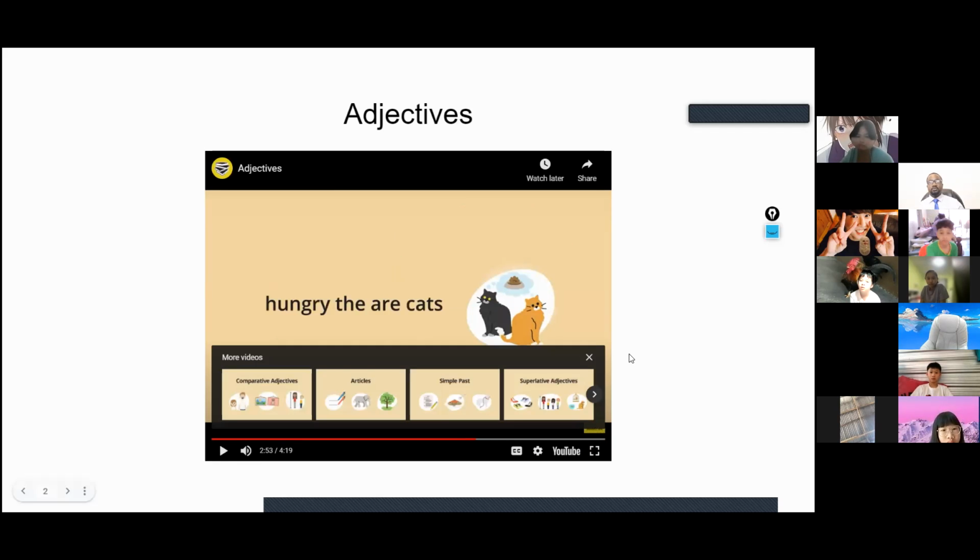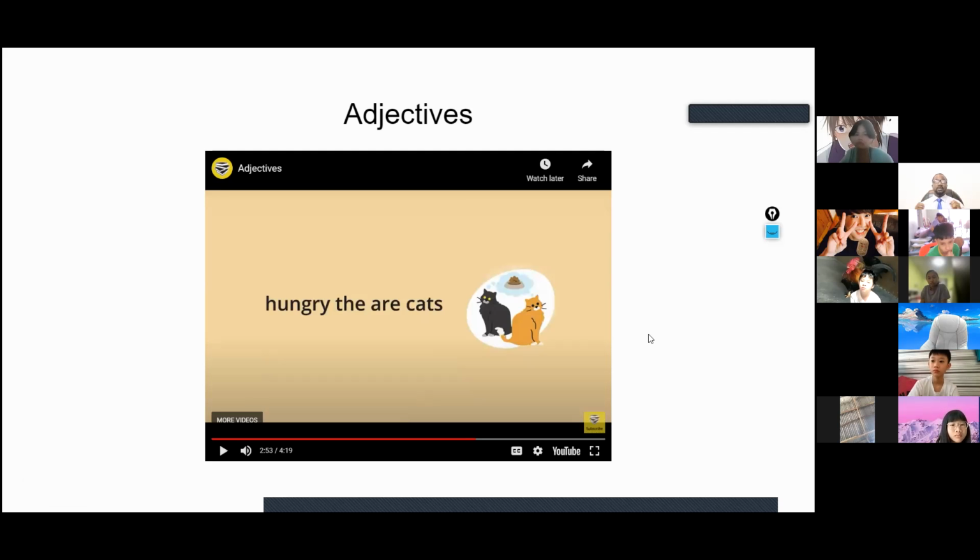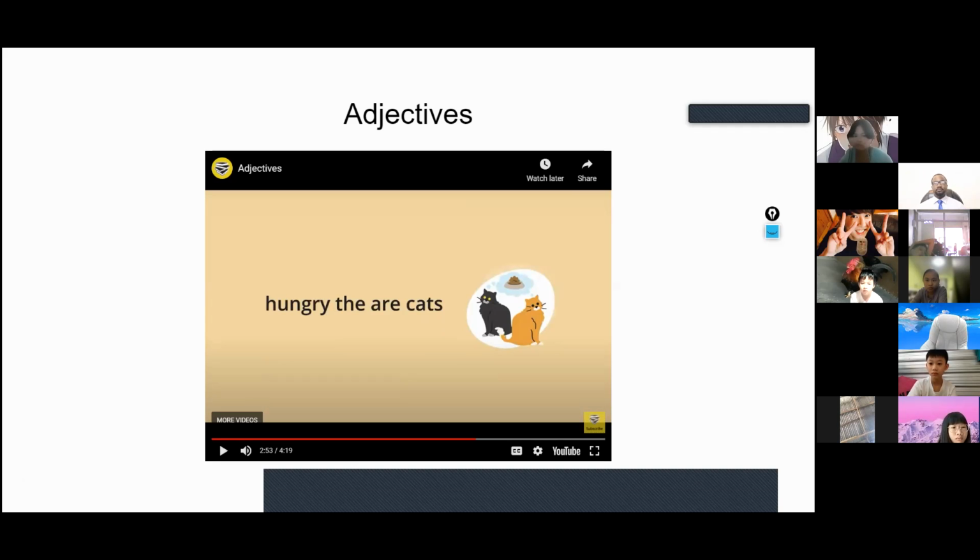All right, so now we're going to practice not only finding the adjective, but putting the sentences in the correct order. Okay, so for this sentence, we have hungry the are cats. So I need a volunteer. Who wants to help me fix this sentence and find the adjective? Which word is the adjective? So do we have any volunteers? Ms. Tangwa, could you translate to the students?